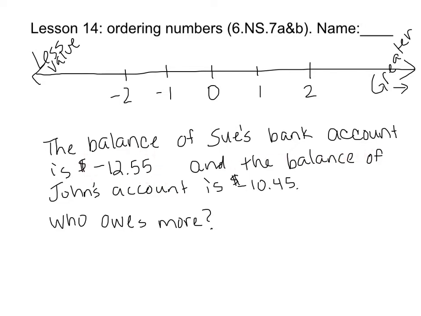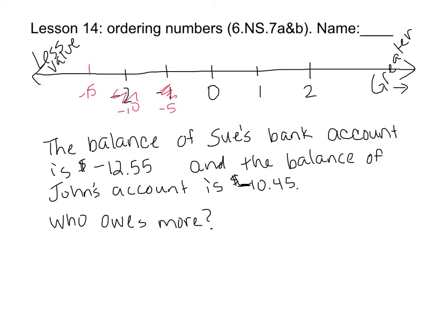And the balance of John's account is negative $10.45. There's a negative there. It's hard to see. Sorry. Negative $10.45. The question is, who owes more? Well, let's adjust these numbers. For a while, it won't let me erase. Okay, I'll change the numbers then. Cross that out, cross that out. Let's say this is negative 5, negative 10, negative 15.